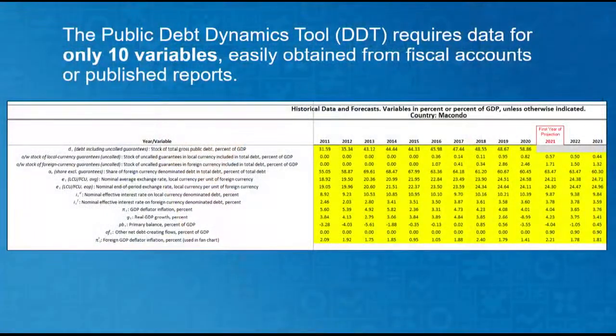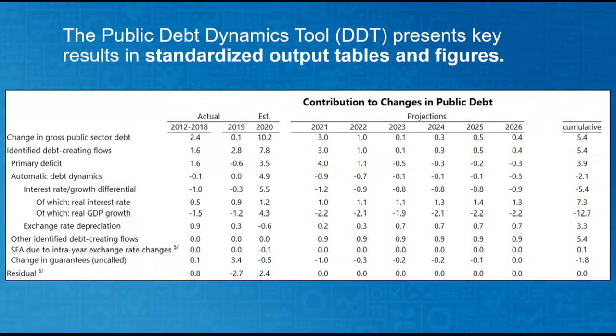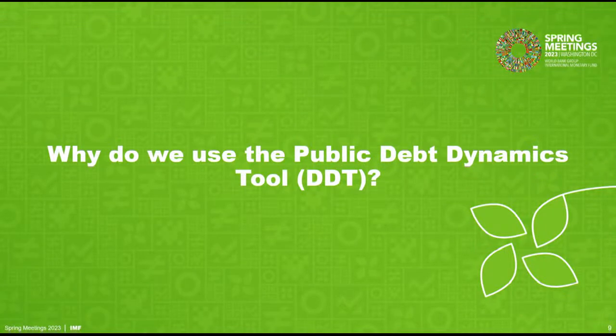The DDT is a very simple tool, in part because it only requires data for 10 macro-fiscal variables. And this data is easily available either in your own fiscal file, but also in many published reports. Once you enter this data, the DDT will automatically produce public debt projections for different scenarios, and will present the key results from these projections in standardized tables and figures. Next, Marie-Pierre will discuss why we use the DDT.